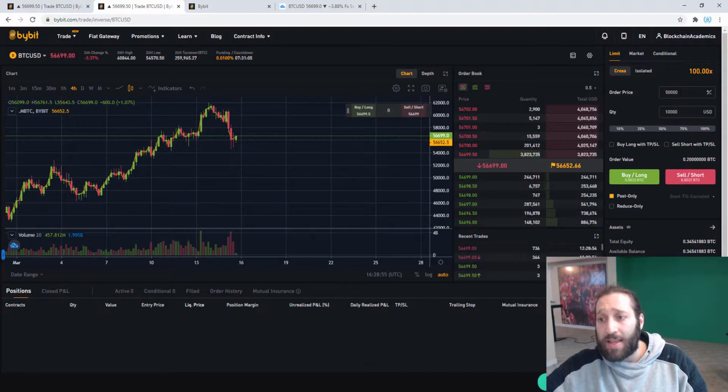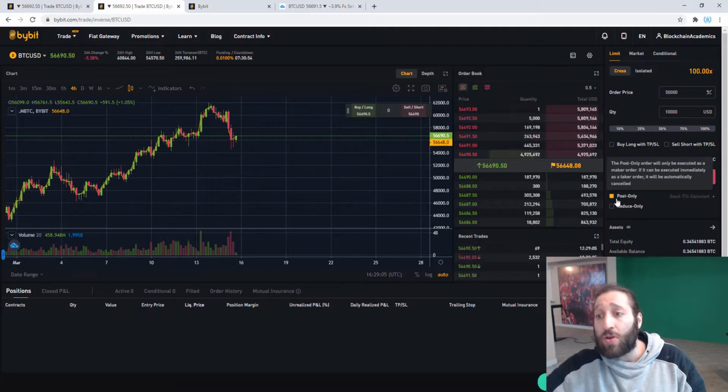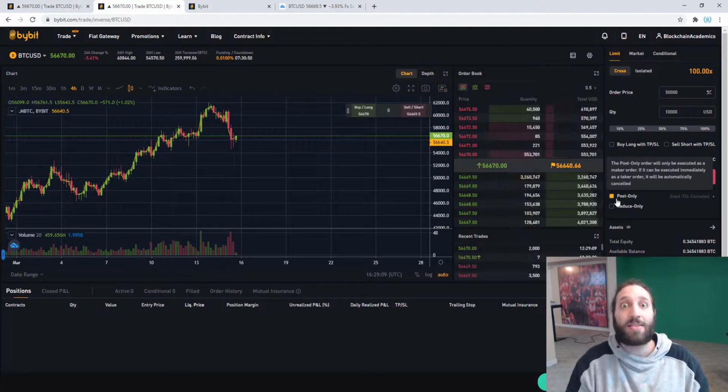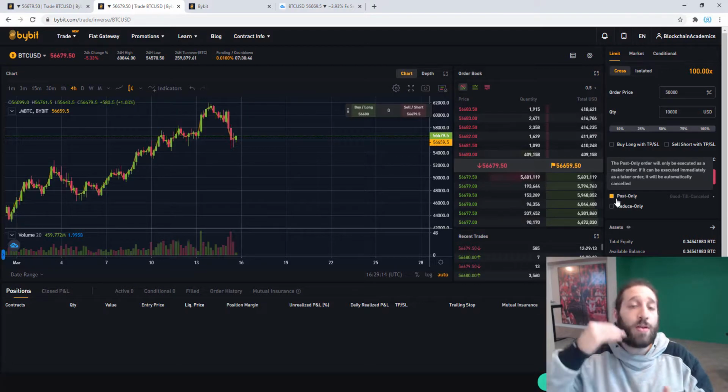So these are some other things you could do with Bybit. Buy long with stop loss and take profit. Sell short with take profit and stop loss. Post only. So post only is not like getting into a market order by accident, like misclicking and going long or closing or short. It'll only post that.